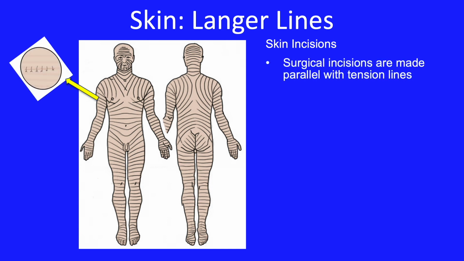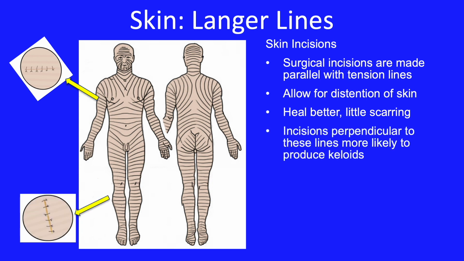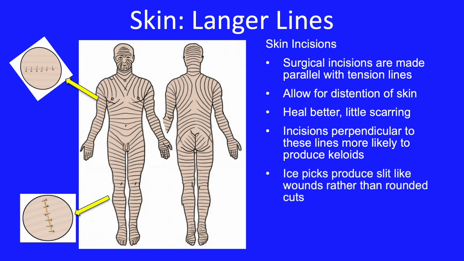Surgical incisions are made parallel to these tension lines because they allow for distension of skin, the incision will heal better, leaving little scarring. In contrast, incisions perpendicular to these lines are more likely to produce keloids. Ice picks produce slit-like wounds rather than rounded cuts. Indeed, it was the use of a tool similar to ice picks that led Langer to propose the existence of these lines.